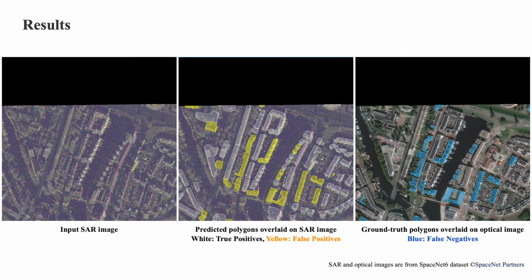This example shows a typical failure case of our solution. The neighboring buildings are detected as one polygon.